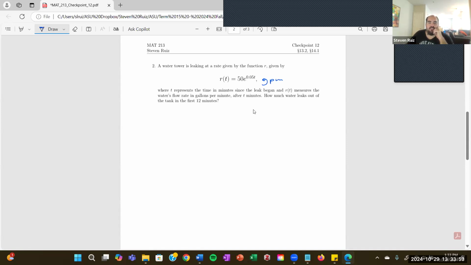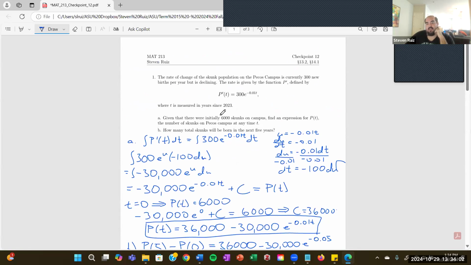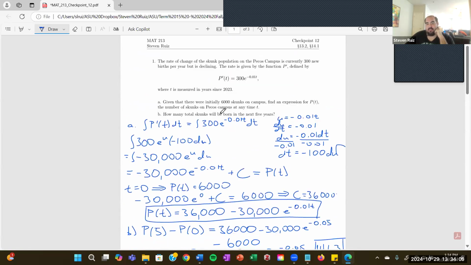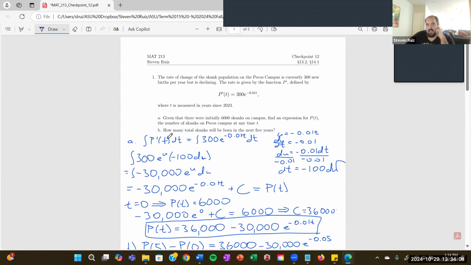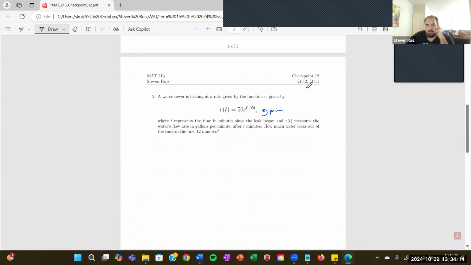How much water leaks out of the tank in the first 12 minutes? Okay, so I'm going to set this one up a little differently. In the last one, at no point did I ever set this up as a definite integral. I set this up as an indefinite integral. This one, though, I think I can jump right to the definite integral step because I am told I want to know how much water is going to flow out of this tank. So I'm going to integrate over the rate of change function.